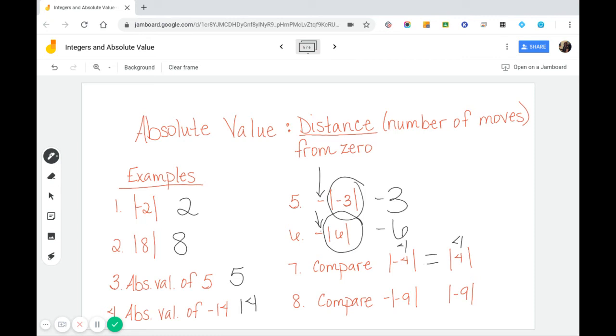They're equal. Finally, number 8, inside the bars, the absolute value of negative 9 is 9. The negative on the outside means make that a negative 9. Over here, it's just the absolute value of negative 9, which is 9. So I want to put a less than in between those.